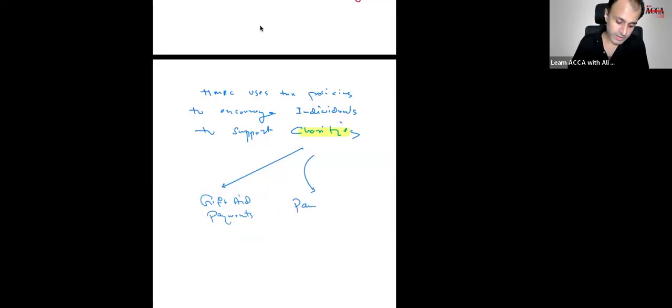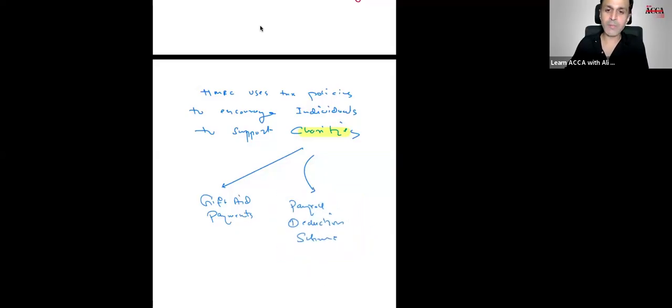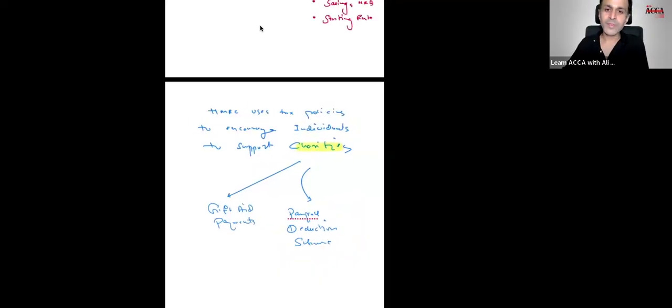Then payroll deduction scheme, which comes under the banner of employment income. Under payroll deduction scheme, you ask your company to deduct a certain amount from your salary and pay it to a specified charity. So each time you get your salary, it is net of tax and net of that charitable giving. This is something that we were supposed to write.